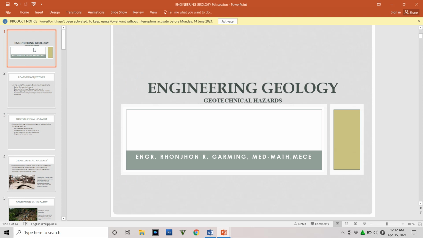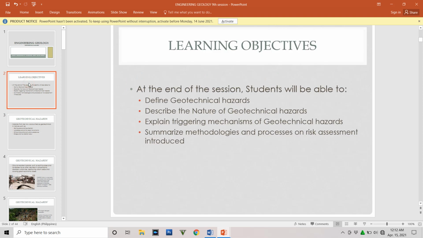So this time we are going to have the topic geotechnical hazards. As for our learning objectives, at the end of this session, you will be able to: number 1, define geotechnical hazards, describe the nature of geotechnical hazards, explain the triggering mechanisms of geotechnical hazards, and also summarize methodologies and processes on risk assessment that will be introduced in a short while.